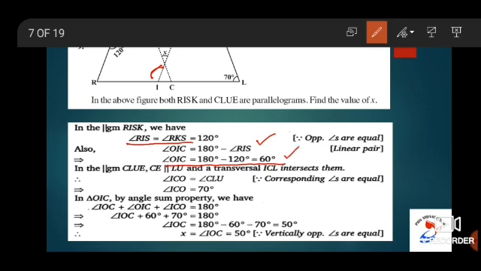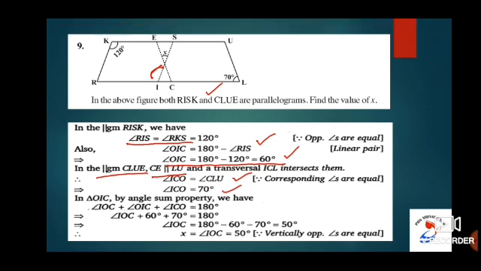Now in the next parallelogram CLUE, again CE is parallel to LU, and there is a transversal that is intersecting it, that is ICL is a transversal. You can take the corresponding angles to be equal, that is ICO is equal to CLU. Therefore angle ICO is equal to 70 degrees.